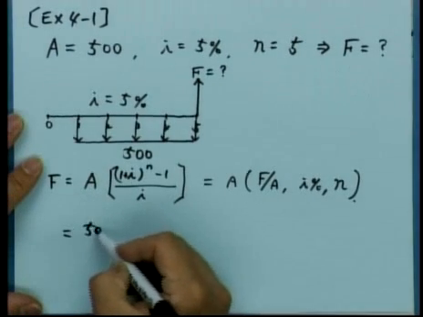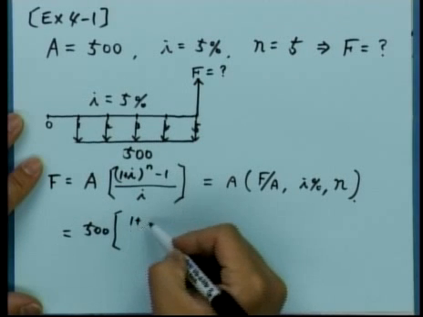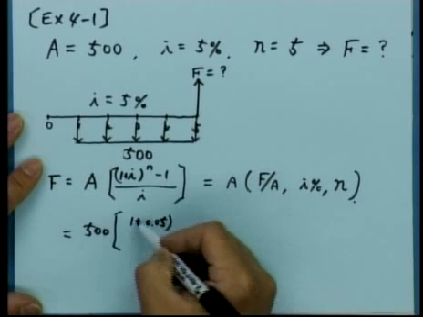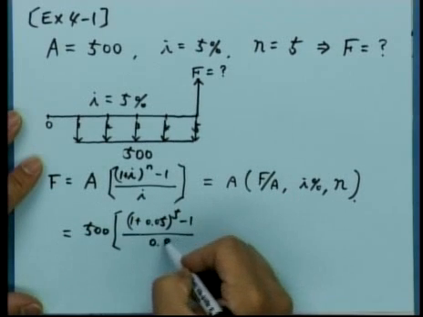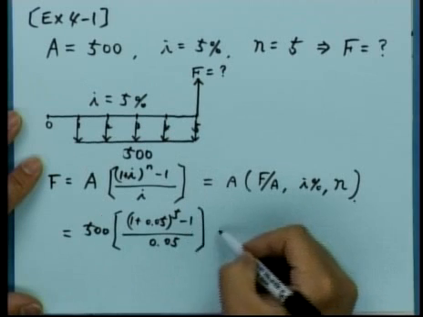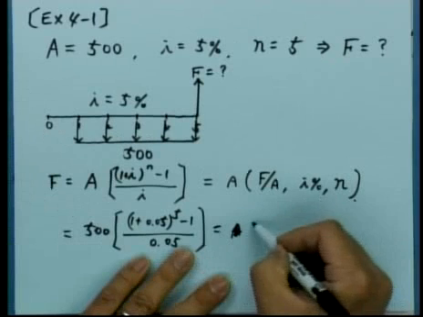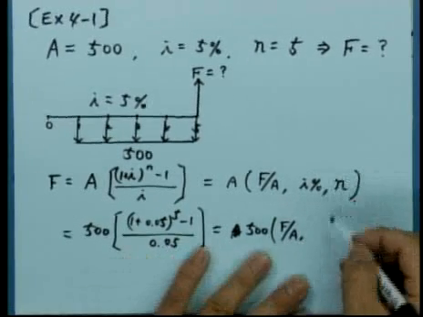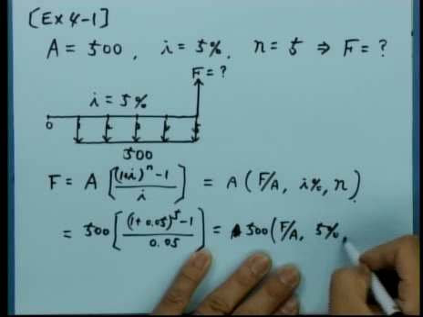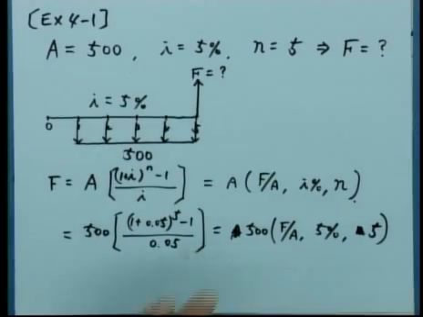It's going to be 500 times (1 plus 0.05 to the power 5 minus 1) over 0.05, which is the same as 500 F given A, 5% over 5. Okay.